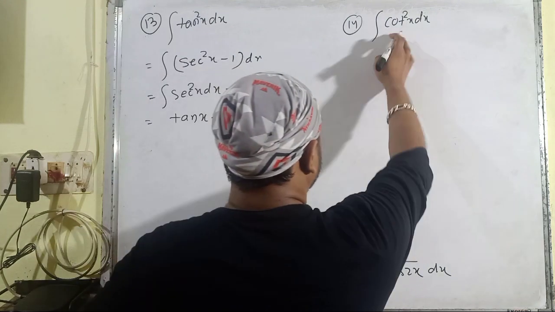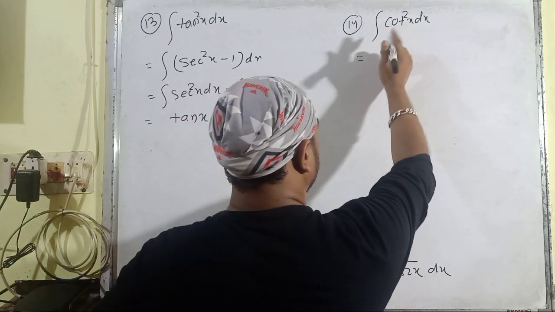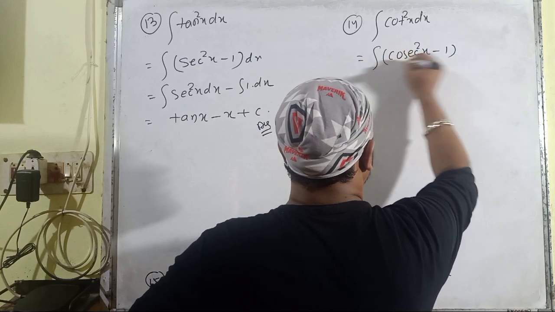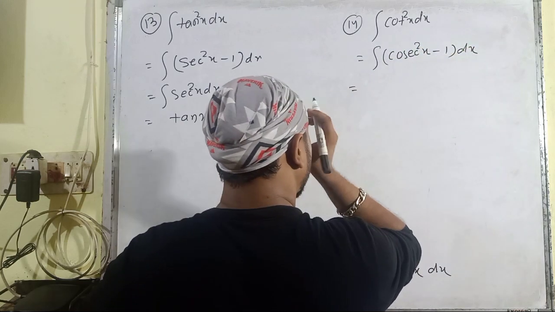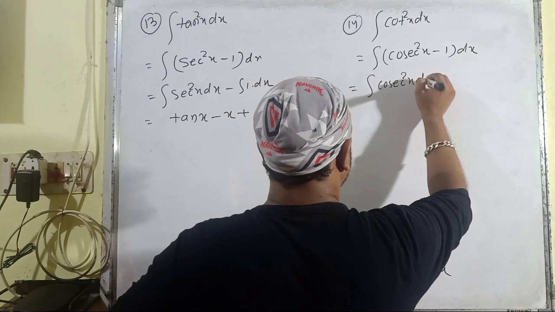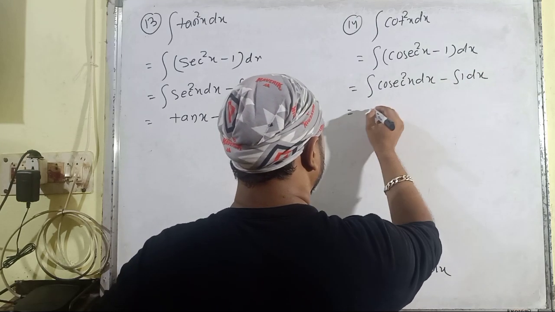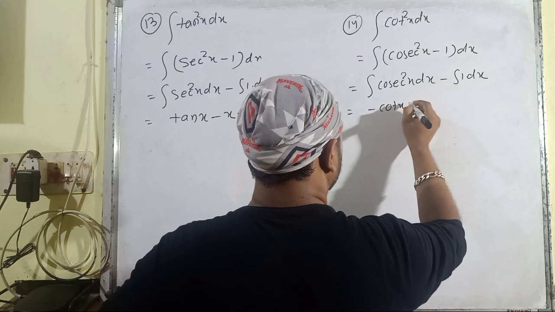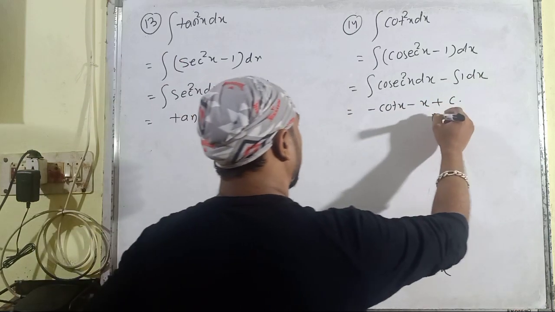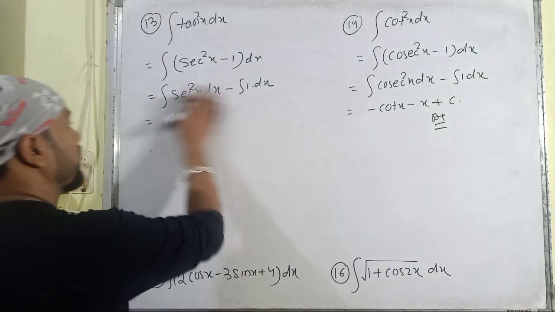Then the integral of cot^2 x dx. Similarly to problem number 13, first of all we have to convert cot^2 x into another form. It is cosec^2 x minus 1. Then we have to apply the algebra of integration. It is the integral of cosec^2 x dx minus the integral of 1 dx. The integral of cosec^2 x dx is minus cot x, then minus x plus any constant c, and this will be the answer for problem number 14. Then moving to problem number 15.